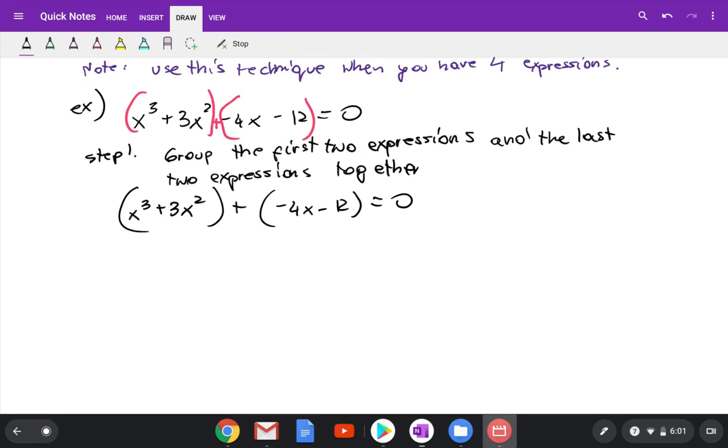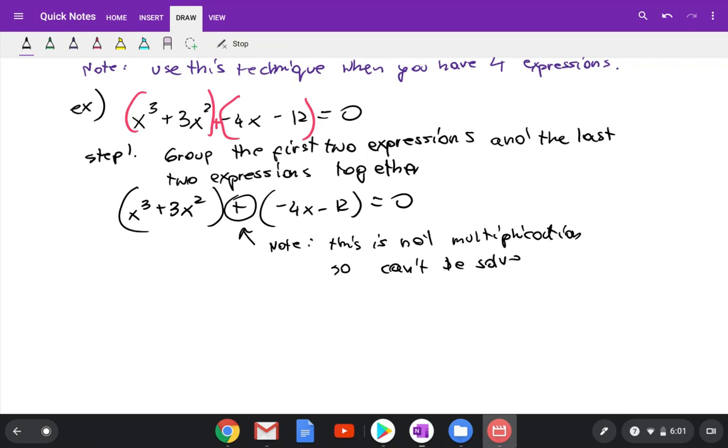It's very important that you see that this is not a product, so we're not ready to use the zero product property. Let me just write a note: this is not multiplication, so it can't be solved yet using the zero product property.